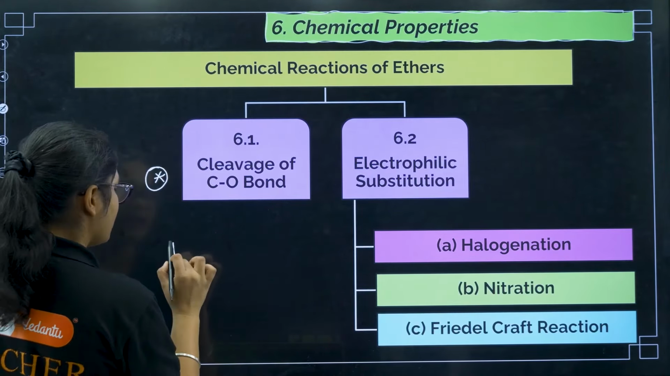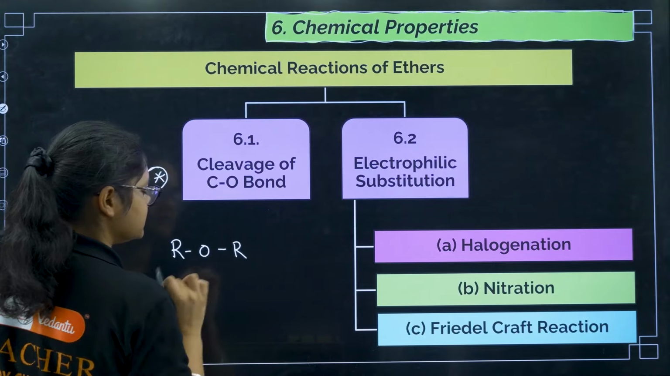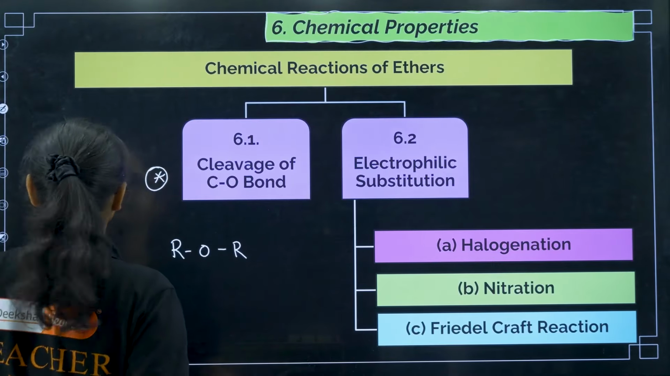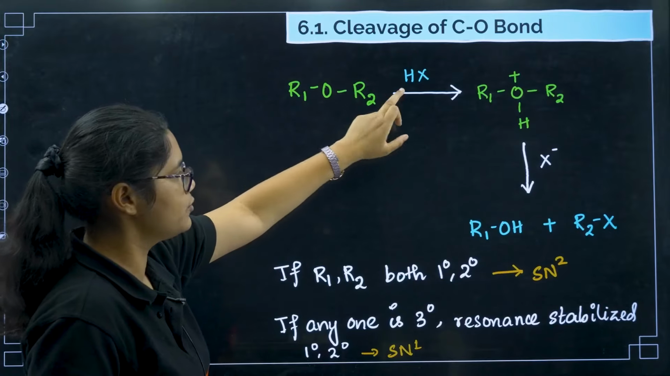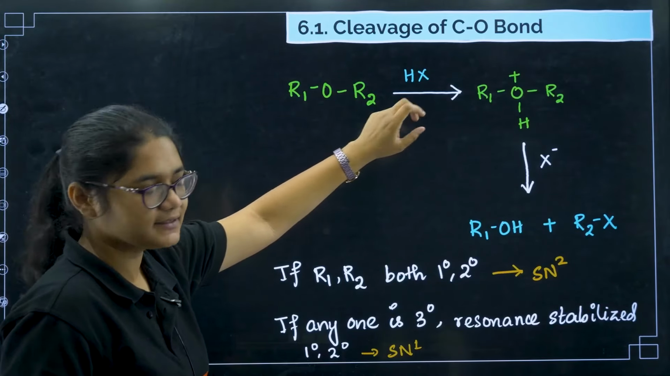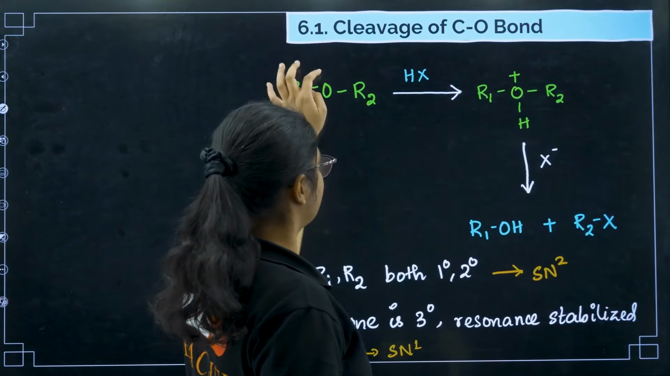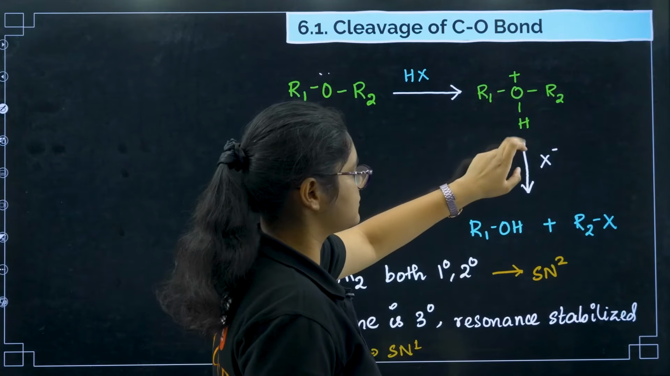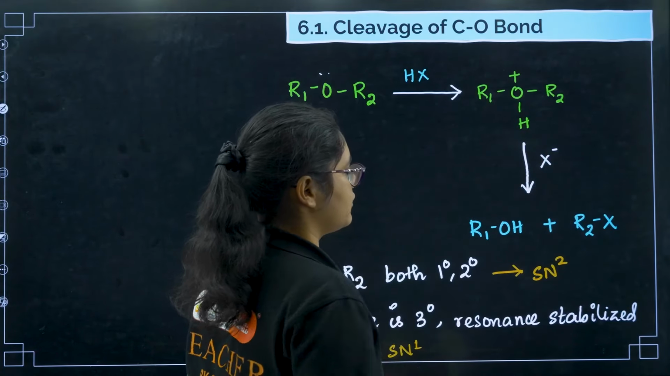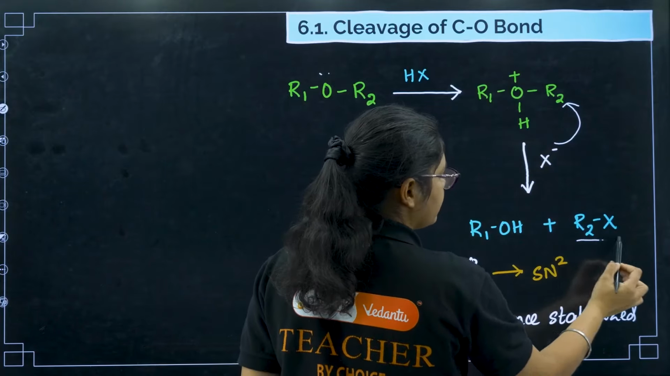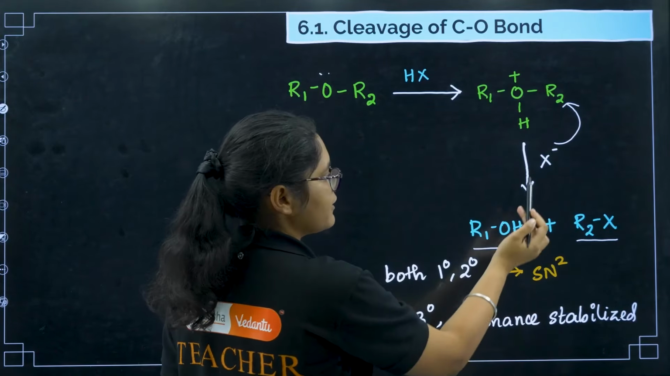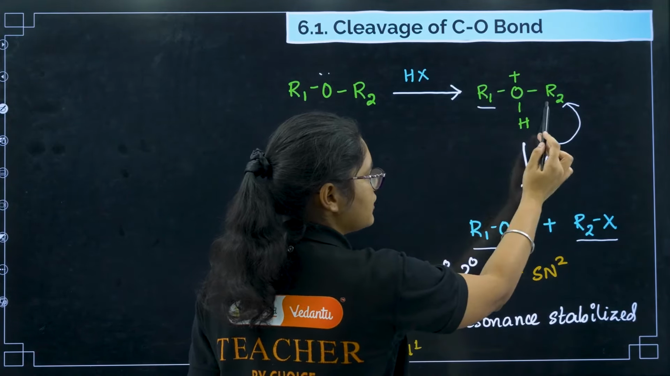So see, you have ROR like this, right? Let's discuss this. If you have R1OR2 and you are treating it with HX, this will get protonated because it has a lone pair. Then X minus will attack on one of them. R1OH will form if X minus attacks here, and you will get this product. Now how to identify whether X minus will attack on R1 or R2?